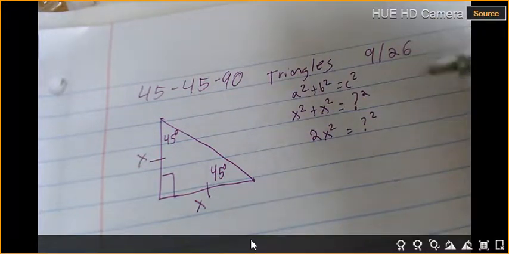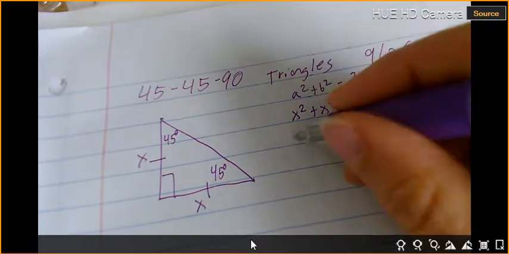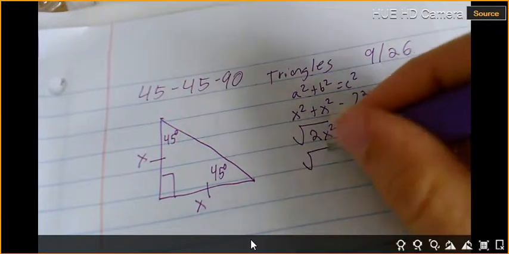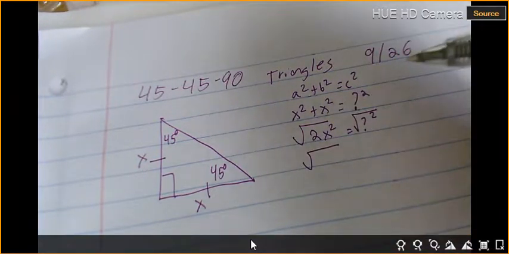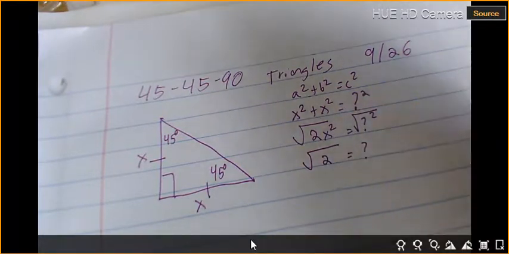Okay, so how am I going to get rid of that little squared? I take a square root. Yep. Okay, so can I find the square root of 2? Does it simplify any more than the square root of 2? No. But what is the square root of x squared going to be?